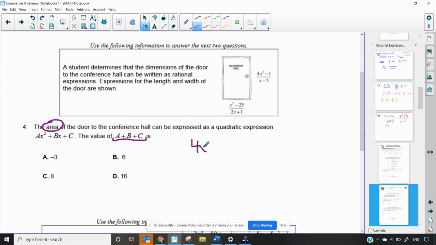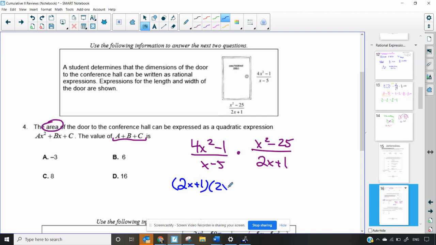That means we need to multiply this out. So 4x squared minus 1 times x minus 5, all times x squared minus 25 divided by 2x plus 1. The first step, and it is always the first step, is to start by factoring. When I break this down, 4x squared minus 1 is a difference of squares. So 2x plus 1, 2x minus 1, all divided by x minus 5, times x plus 5 times x minus 5, all divided by 2x plus 1.